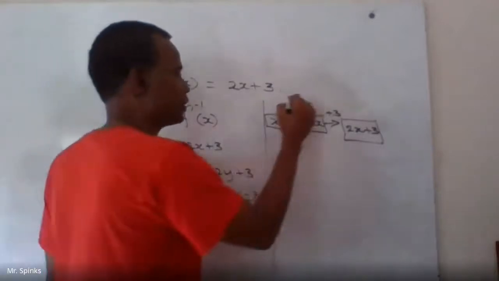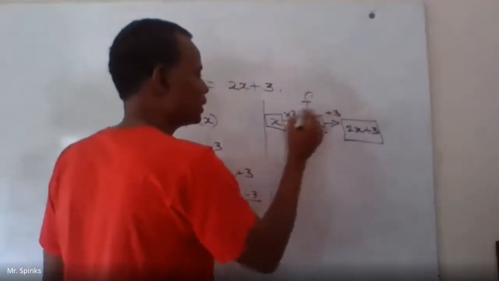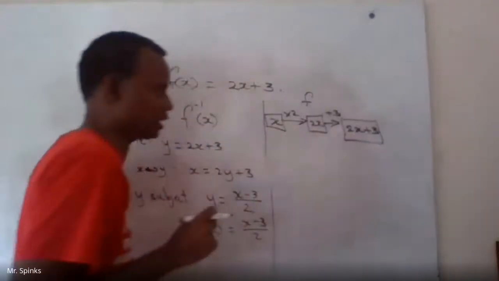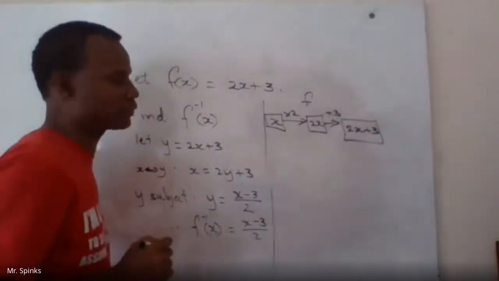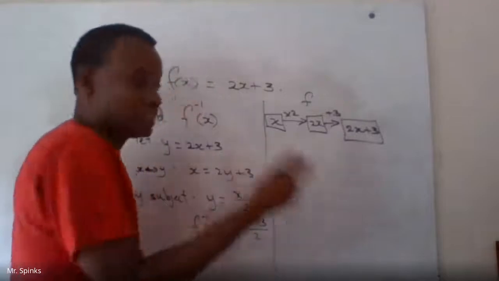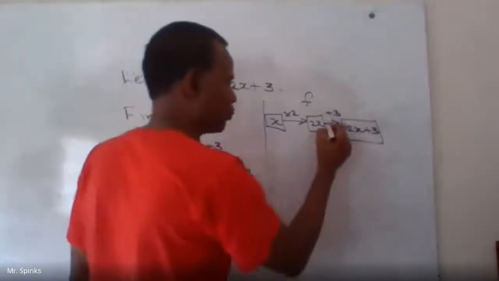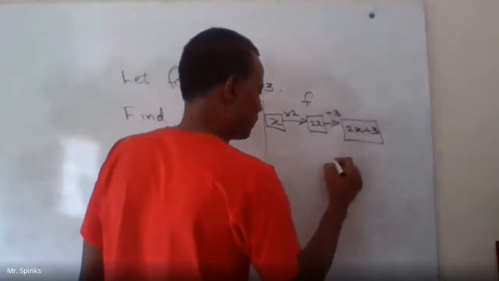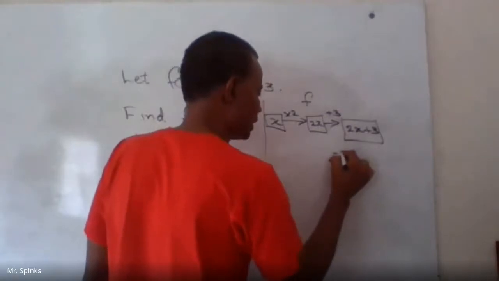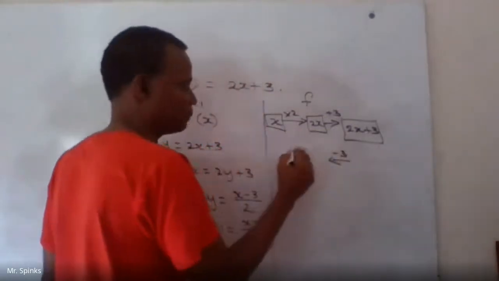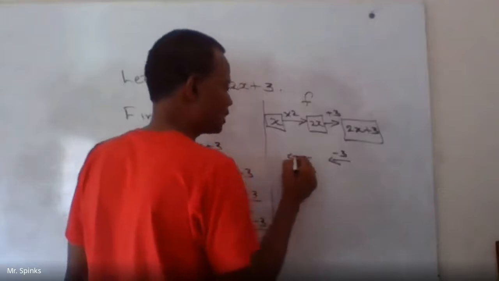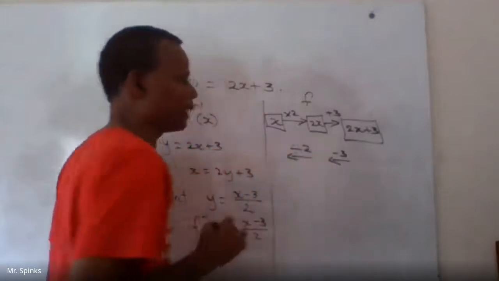So therefore, this is what f does here. So f will do these processes here. What does the f inverse of x follow? F inverse of x will just do the reverse of that. So then, what did I do here? I added 3, so I must subtract 3 here. What did I do here? I multiply by 2, so I must divide by 2 here, right?